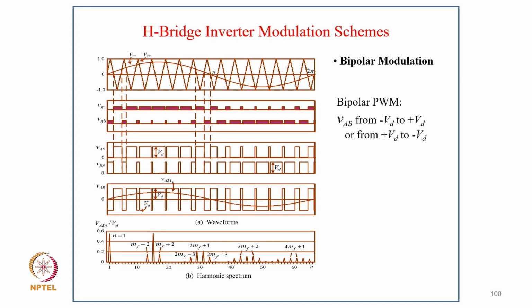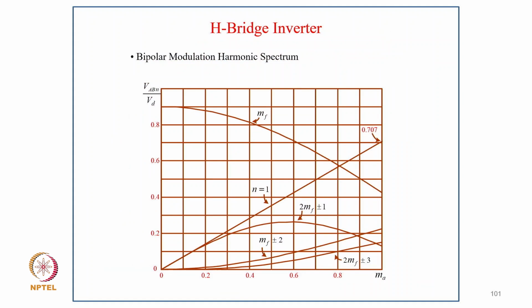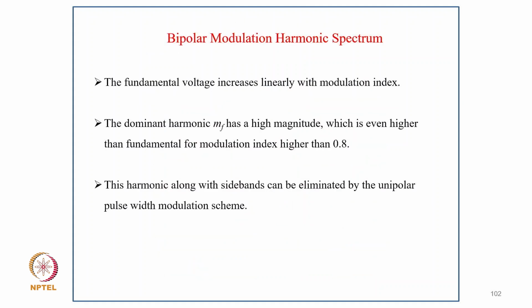And this is the inverter modulation scheme with bipolar modulation. So bipolar VAB equals minus VDC to plus VDC, or plus VDC to minus VDC, as you can see in the waveform. And this is the bipolar modulation harmonic spectrum, how it goes in the H-bridge inverter. Going to the bipolar modulation harmonic spectrum, the fundamental voltage increases linearly with the modulation index, and the dominant harmonic at MF has a high magnitude, even higher than the fundamental for modulation index higher than 0.8, and this harmonic along with the sidebands can be eliminated by the unipolar pulse width modulation scheme.